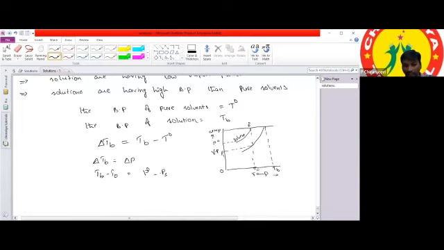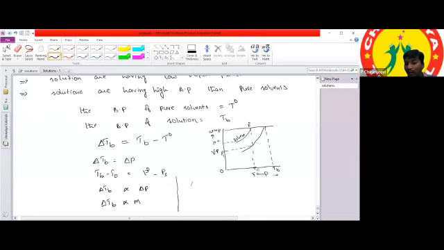According to that, delta TB is directly proportional to delta P. According to Raoult's law, the vapor pressure of the solution is directly proportional to the molality of the solution. So in place of delta P, we can write delta TB is directly proportional to m, where small m is nothing but molality.